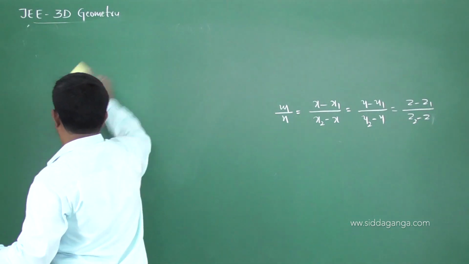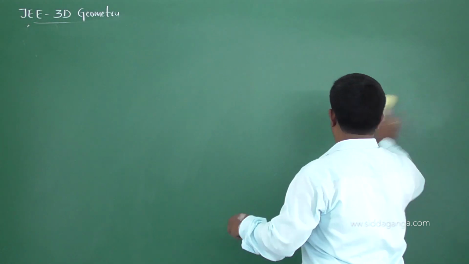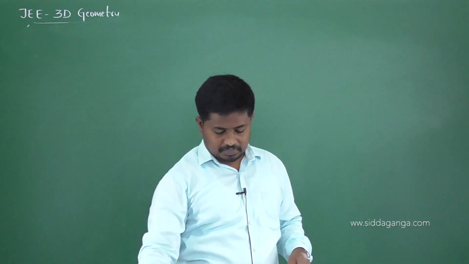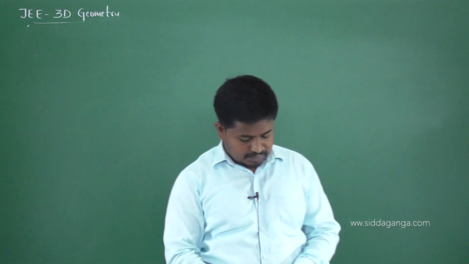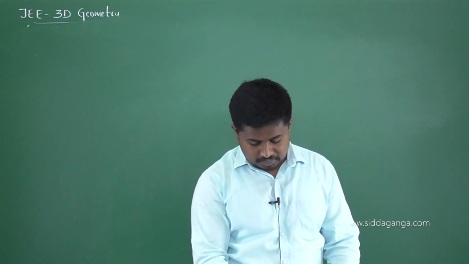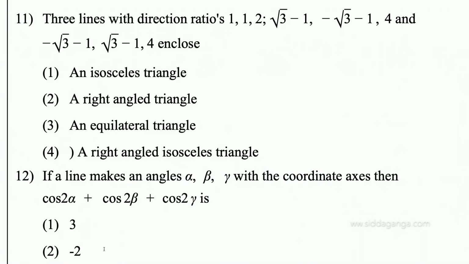So these questions are related to the first few levels. I mean, these are related to the distance formula and the section formula, and some are related to collinearity, and some are related to finding the coordinates of A, B, C of a triangle. Now let us move on to question number 11.